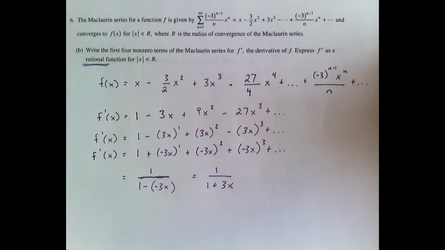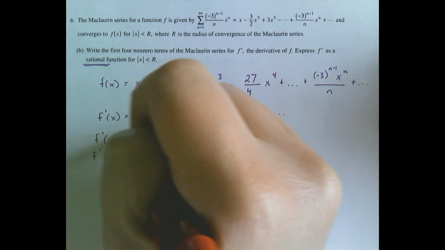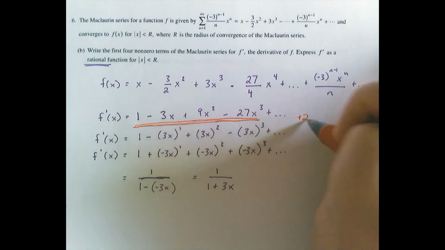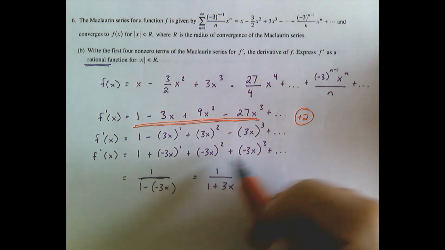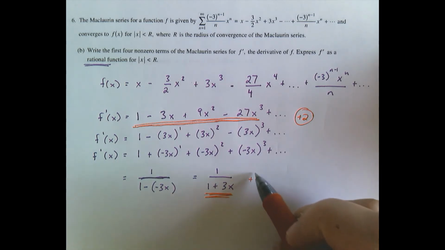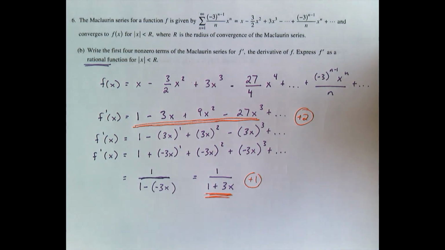The point breakdown on this is there are 3 points. The first 2 points come from having the first 4 non-zero terms. So those first 4 non-zero terms are worth 2 points. And then recognizing it as a rational function by rewriting it as a power series gets us our third point for part B.